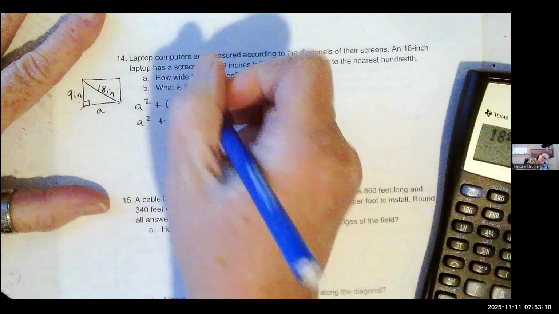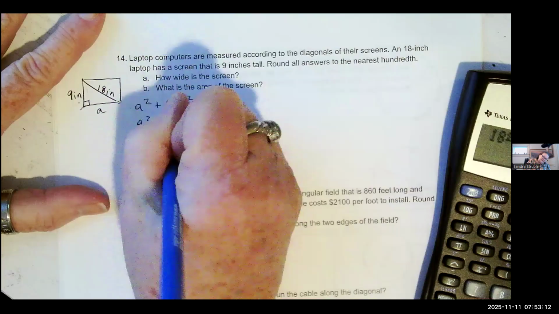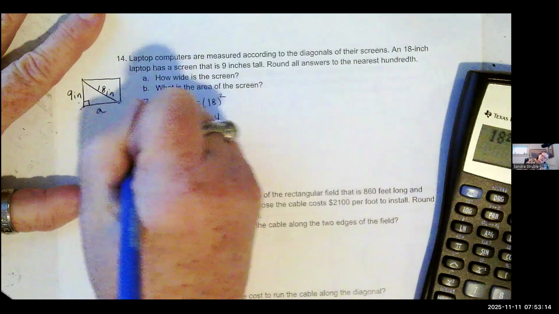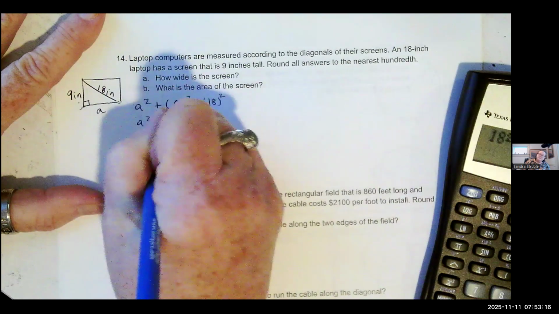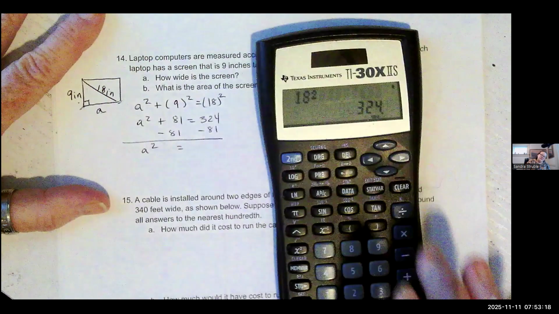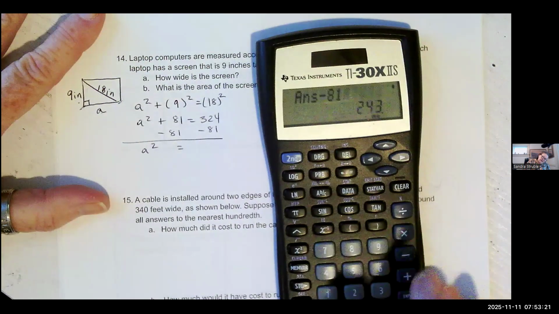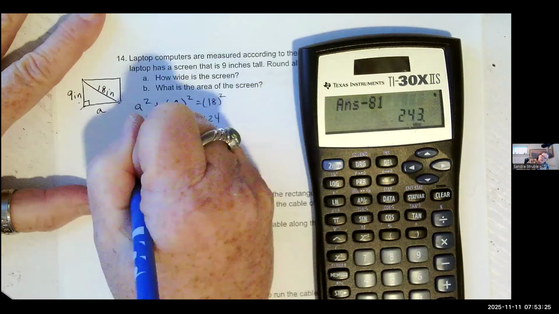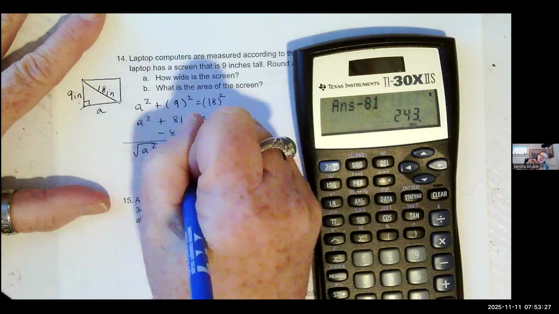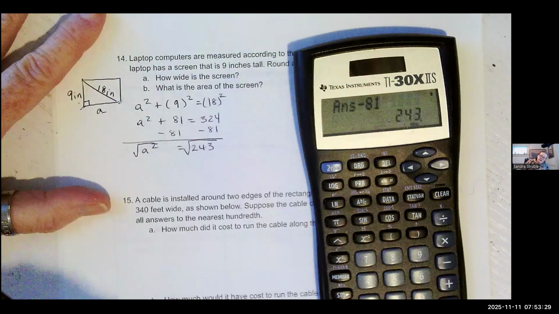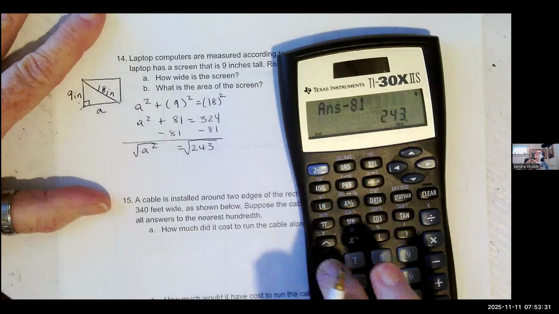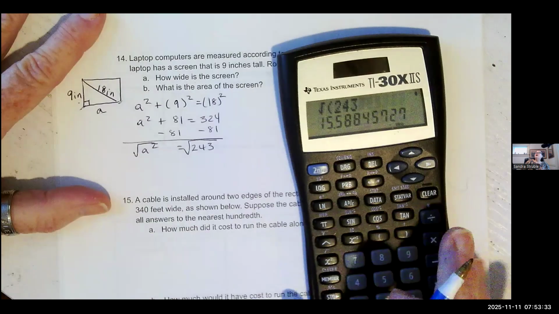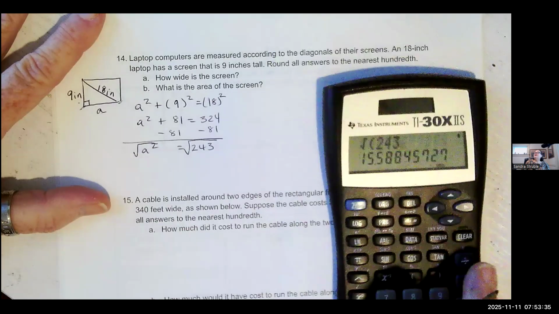Subtract 81 from both sides. A squared is equal to 243. Now we have to take the square root. We're not looking for exact or approximate anymore. We're looking for the width of the screen. So the square root of 243 is 15 point, round answers to the hundredths place, which is the second decimal.